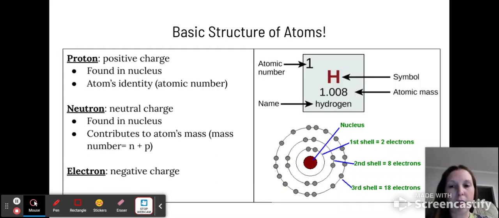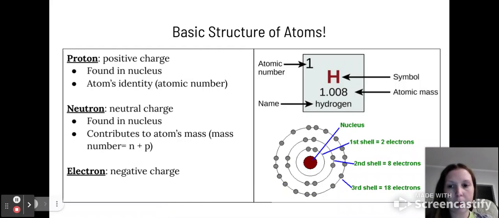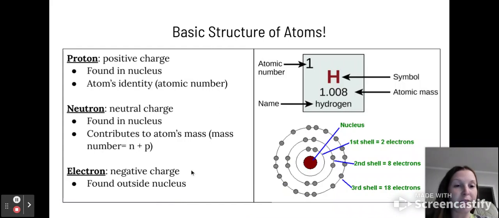And then we also have electrons. Electrons are negatively charged. These are found rotating outside the nucleus. And if you change the number of electrons, you will turn your atom into an ion. In a neutral atom, we have equal numbers of protons and electrons because they should cancel out.